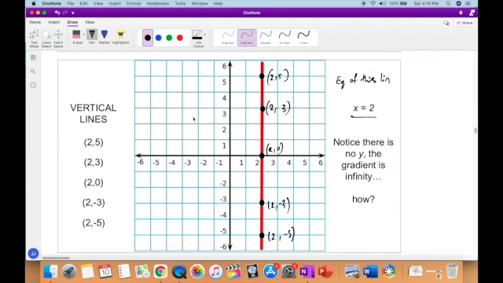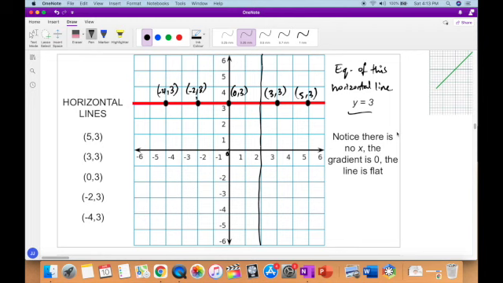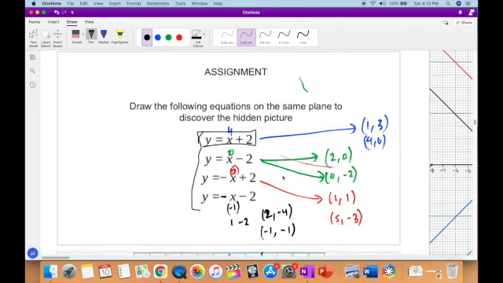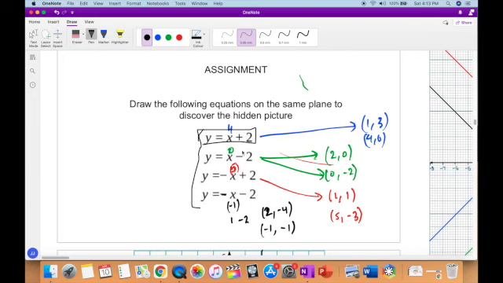So think about it. 5 minutes to write this down. Vertical lines. So we were talking about horizontal lines. We were talking about equations of lines, and we saw that equations of lines just tell us certain things. They tell us things about gradients, about where the line cuts the y-axis. We could use it to find 2 points to draw the line.